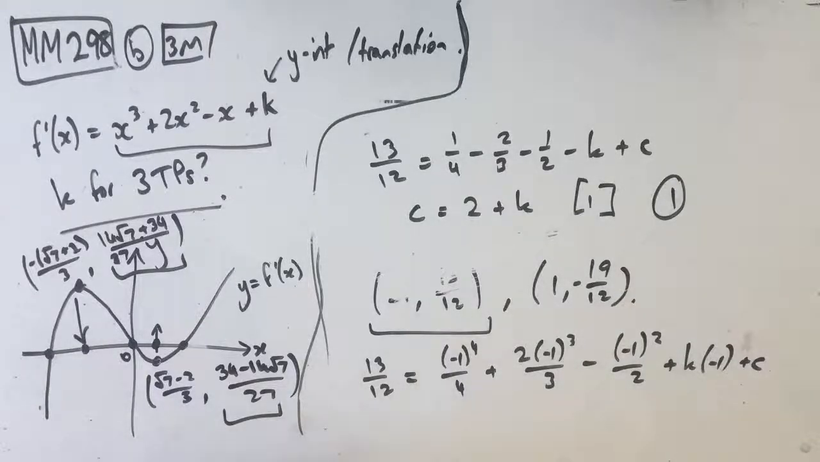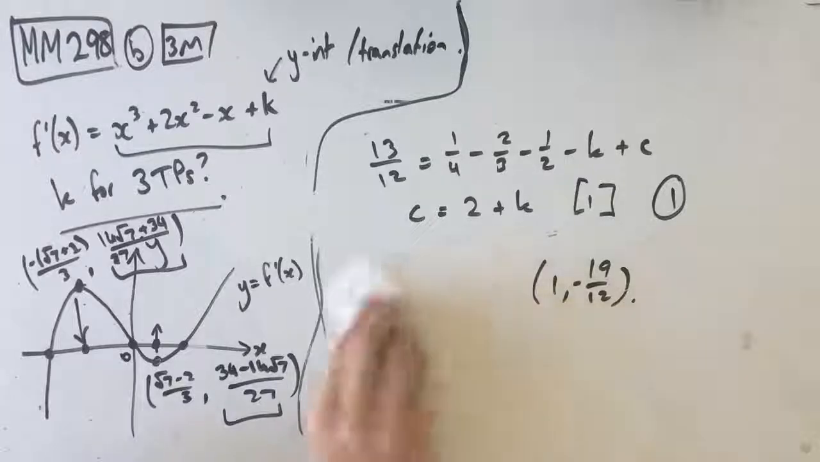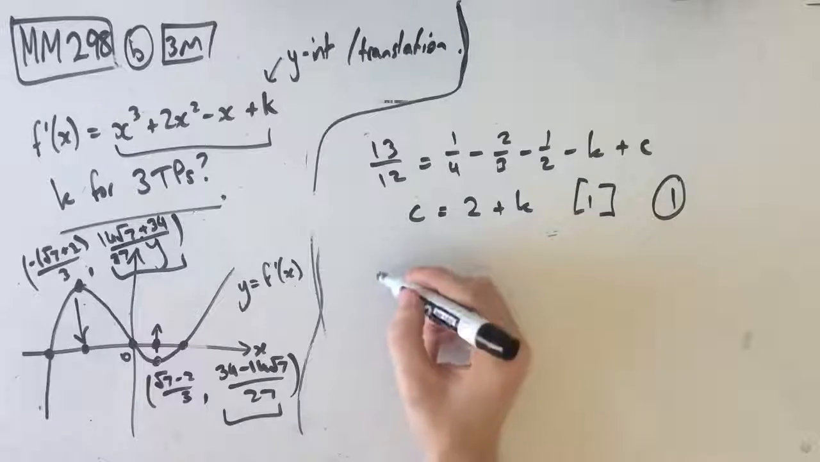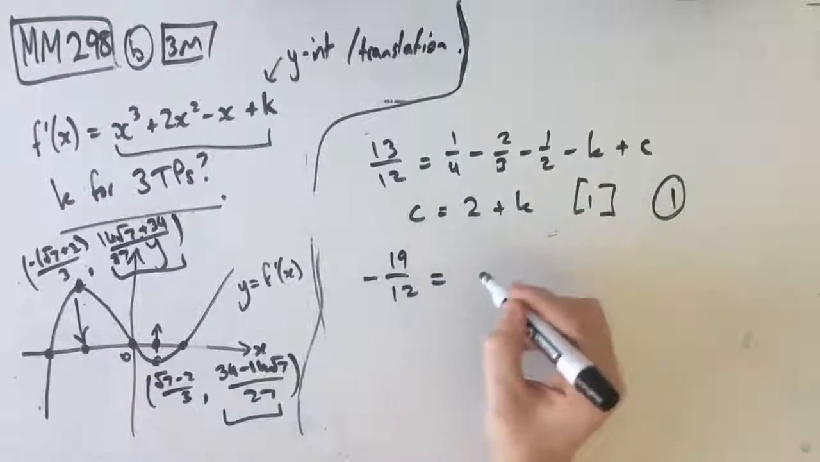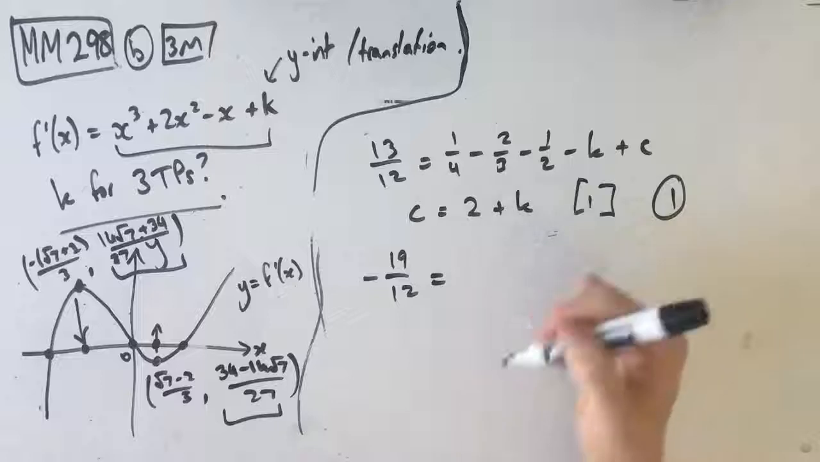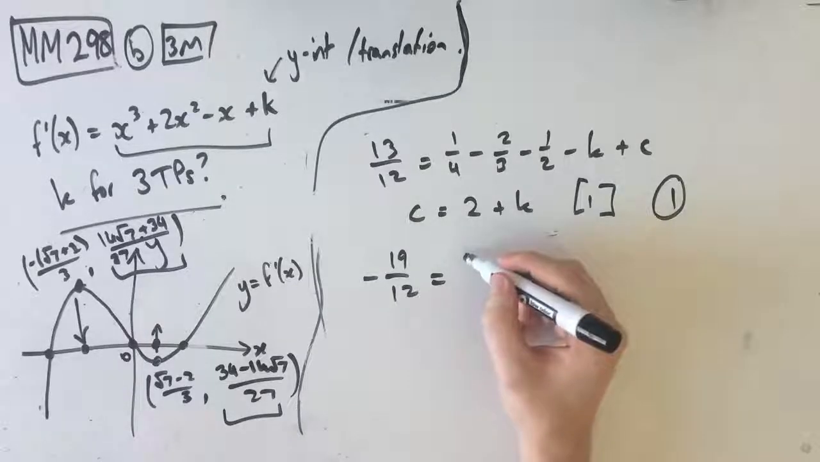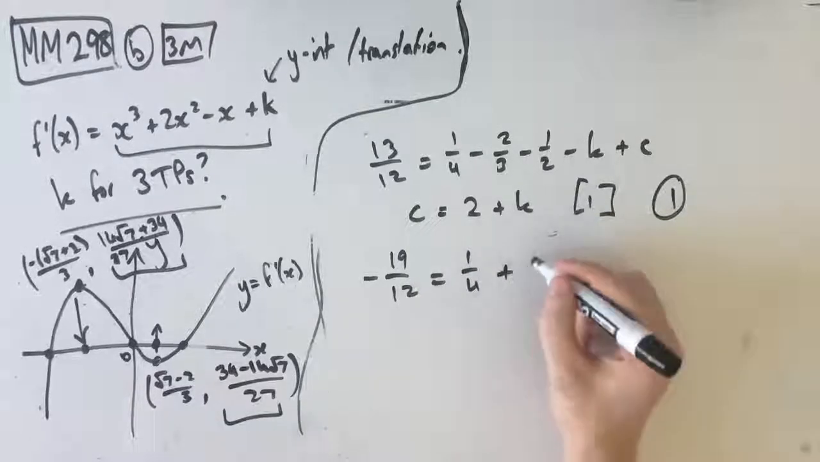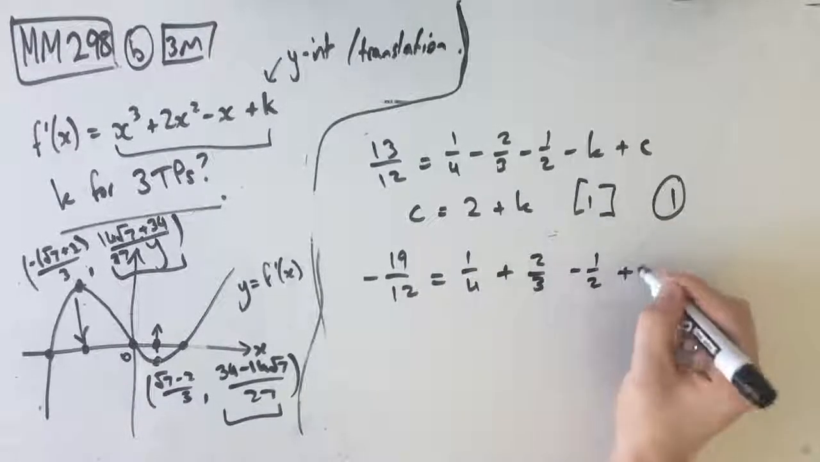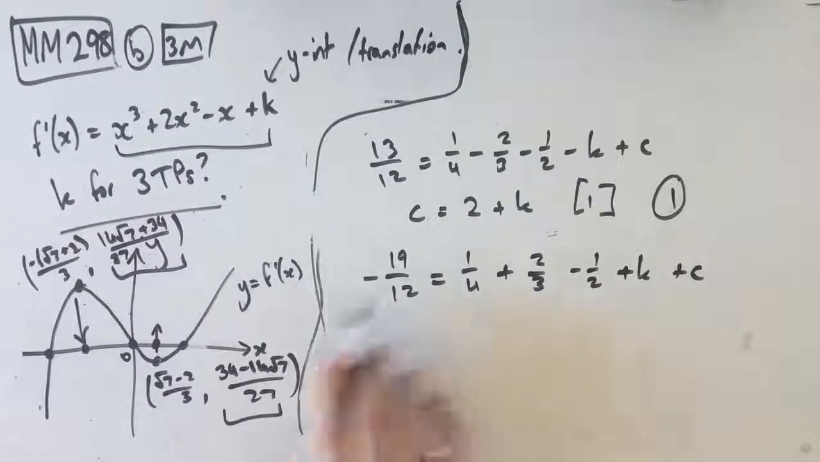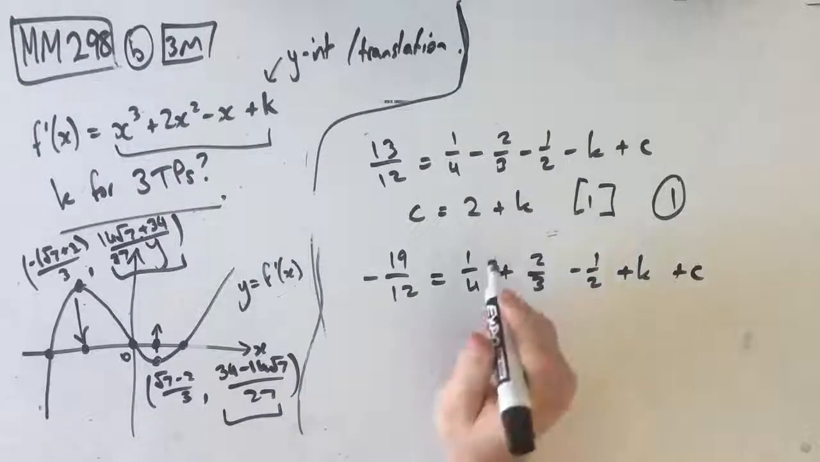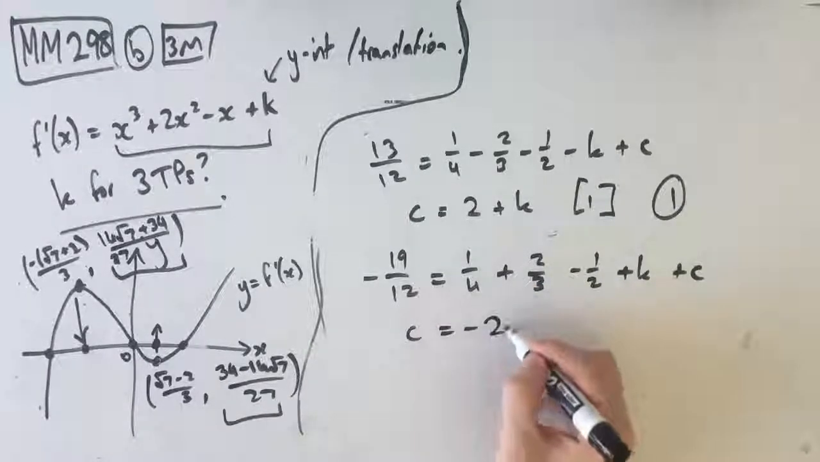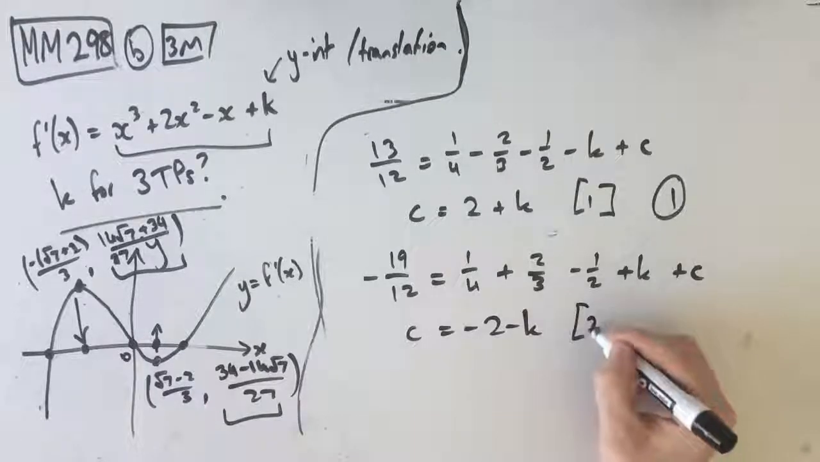Right, we've got our first equation, and now we're going to make our second one. So we know we've got 1, -19 on 12, and we're going to do exactly the same thing here. So we get -19 on 12 equals, and we're going to sub in 1 for x in our original function, right? So we get 1 on 4 plus 2 on 3, take 1/2 plus k plus c, right? I've kind of done that quickly, but we're just subbing that back in as we normally did with the other one. So from here, we actually get c is equal to -2 take k, and this is our second simultaneous equation.